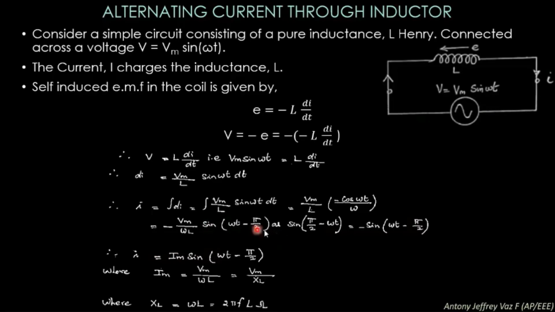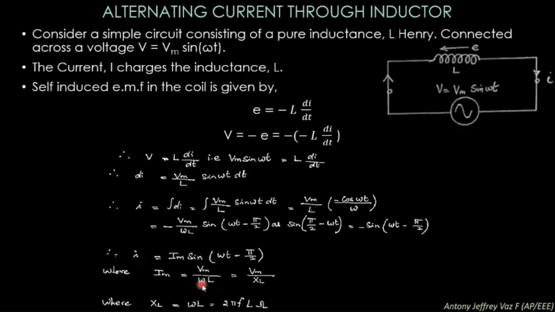So you can substitute these things over here and get rid of the minus symbol. So I is equal to Im sine omega t minus pi by 2. Similarly, the Vm by omega L term is nothing but Im, where Im is equal to Vm by omega L. So you can substitute Vm by omega L directly into Im. I is equal to Im sine omega t minus 90 degree.